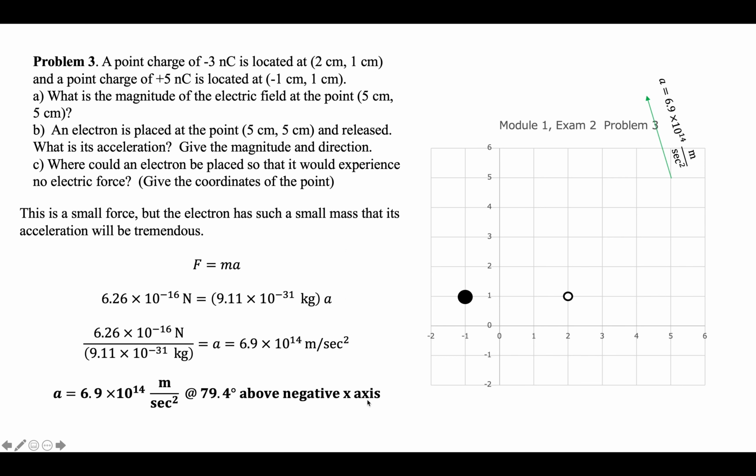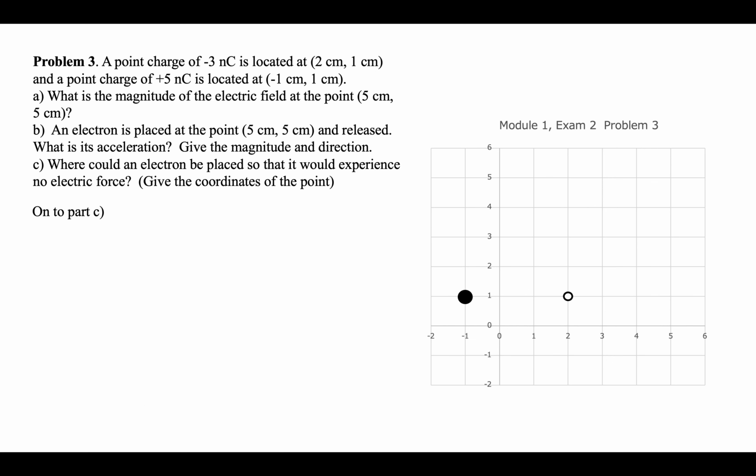Let's sketch it in. And let's use a different color vector so we don't think it's an electric field vector or a force vector. That's an acceleration vector. And it's 6.9 times 10 to the 14th meters per second squared. That's the answer to part B.